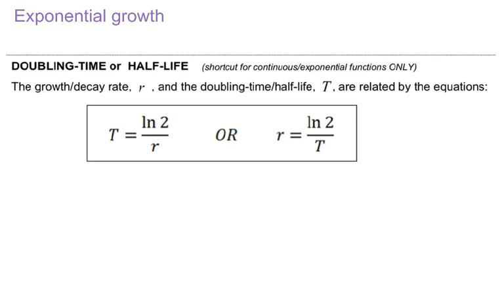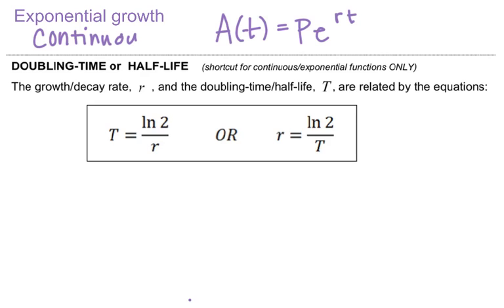Welcome back. This is the second video in our applications of exponential and logarithmic functions series. So exponential growth, and we talked about this in our first video, but for continuous growth we have this new formula, A of t equals P times e to the rt. So that's my exponential growth formula if we are dealing with something that is compounded continuously.